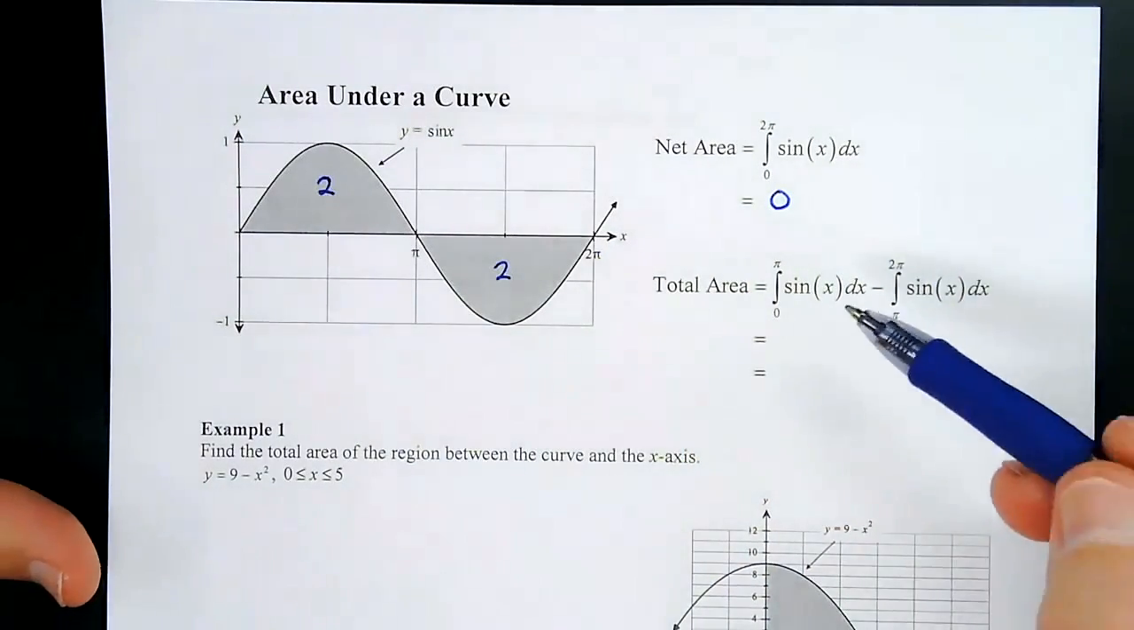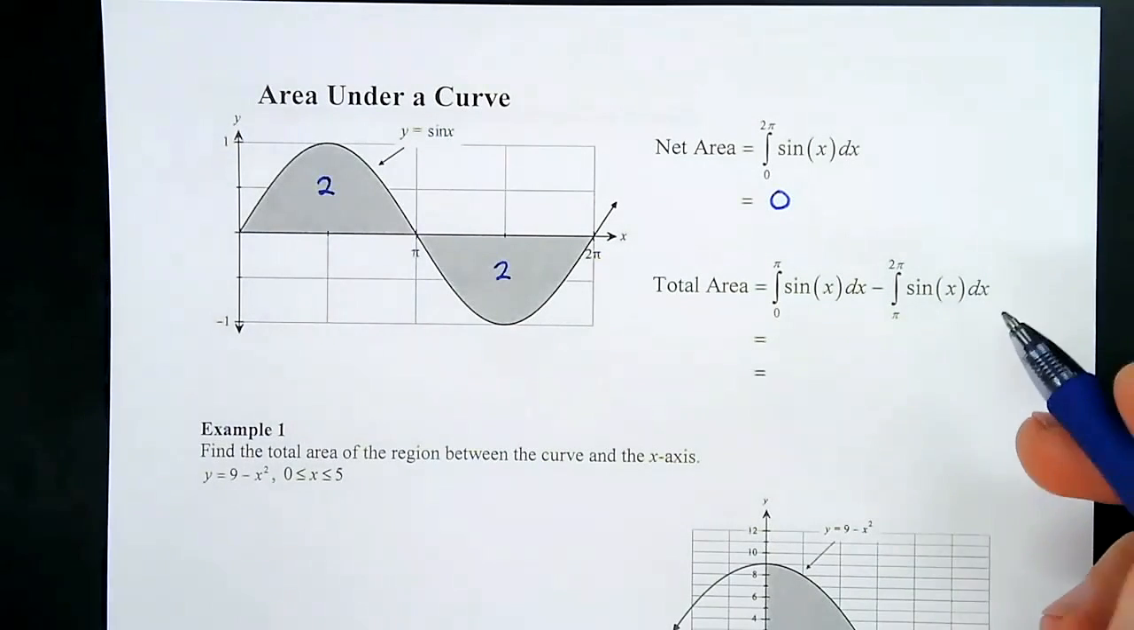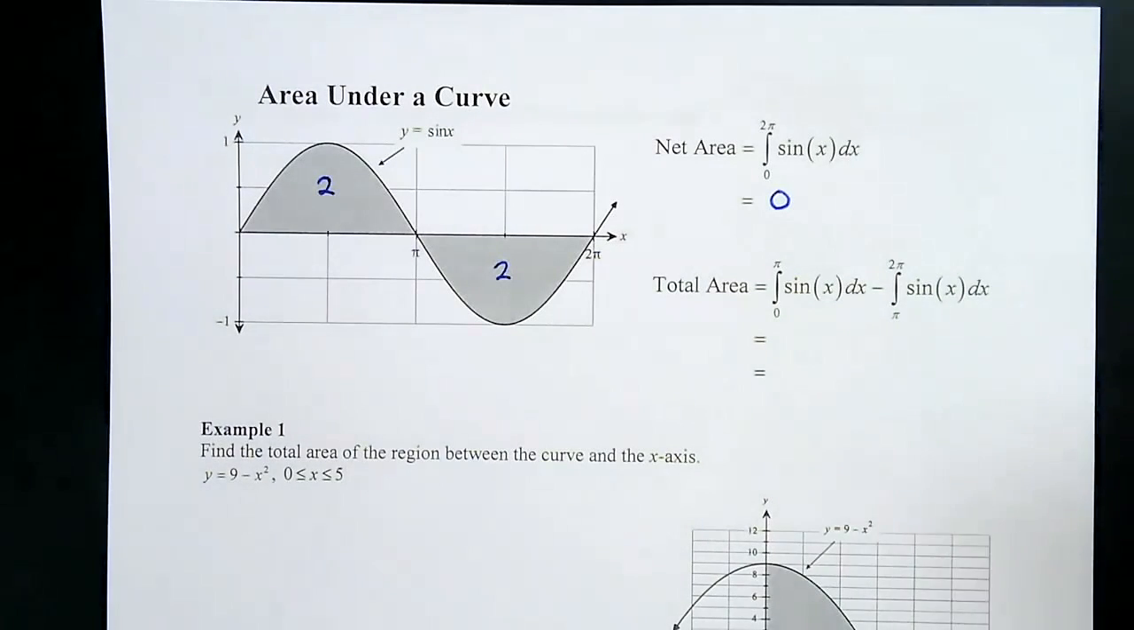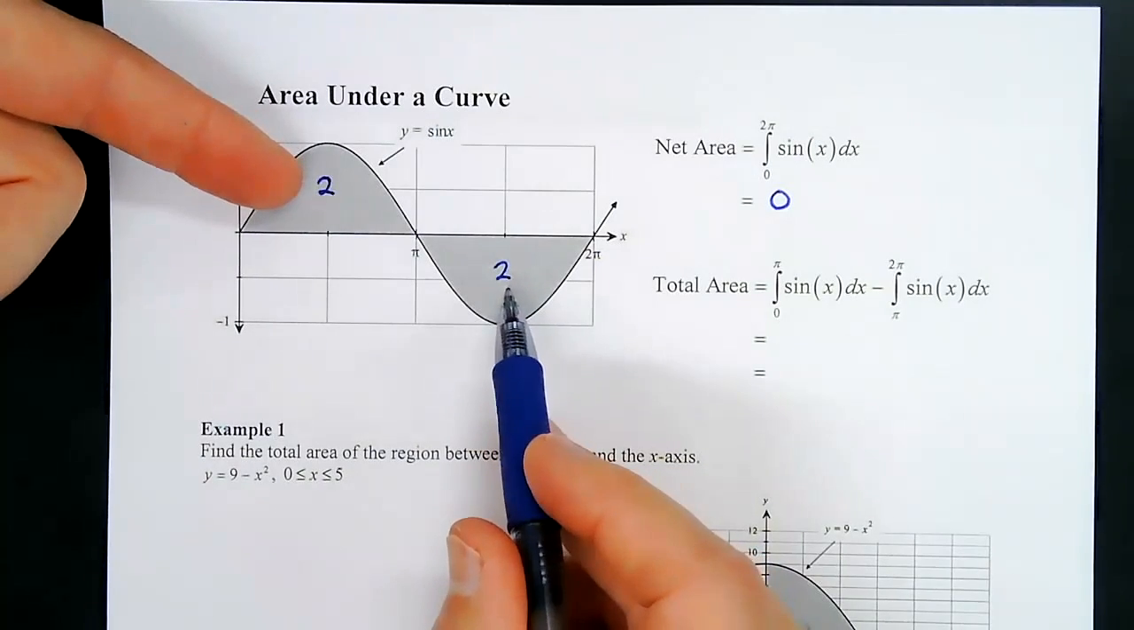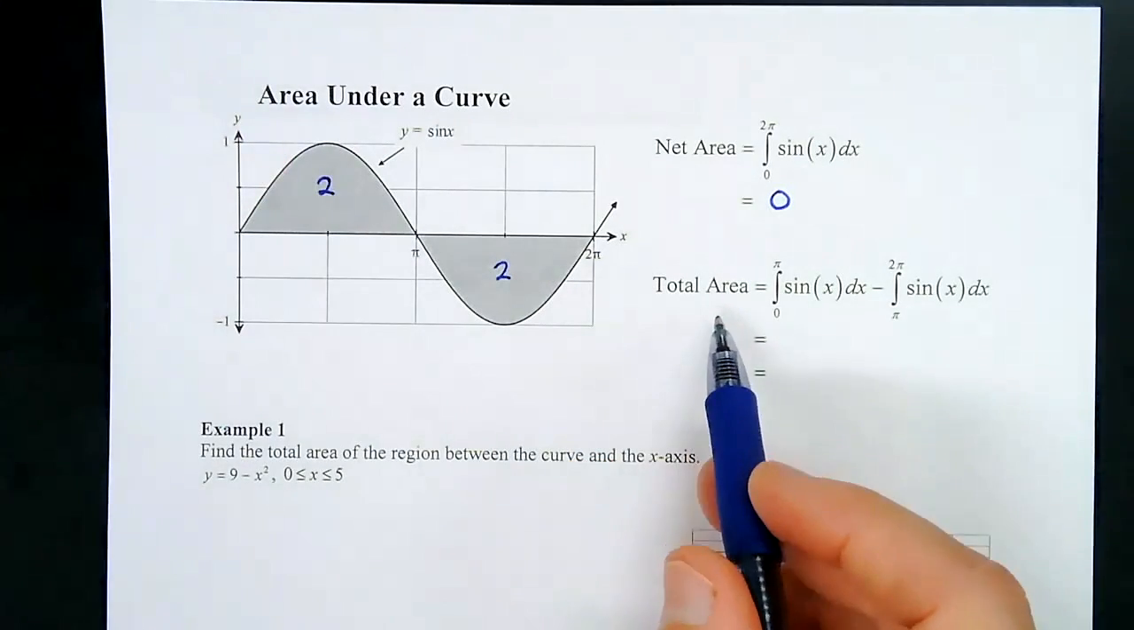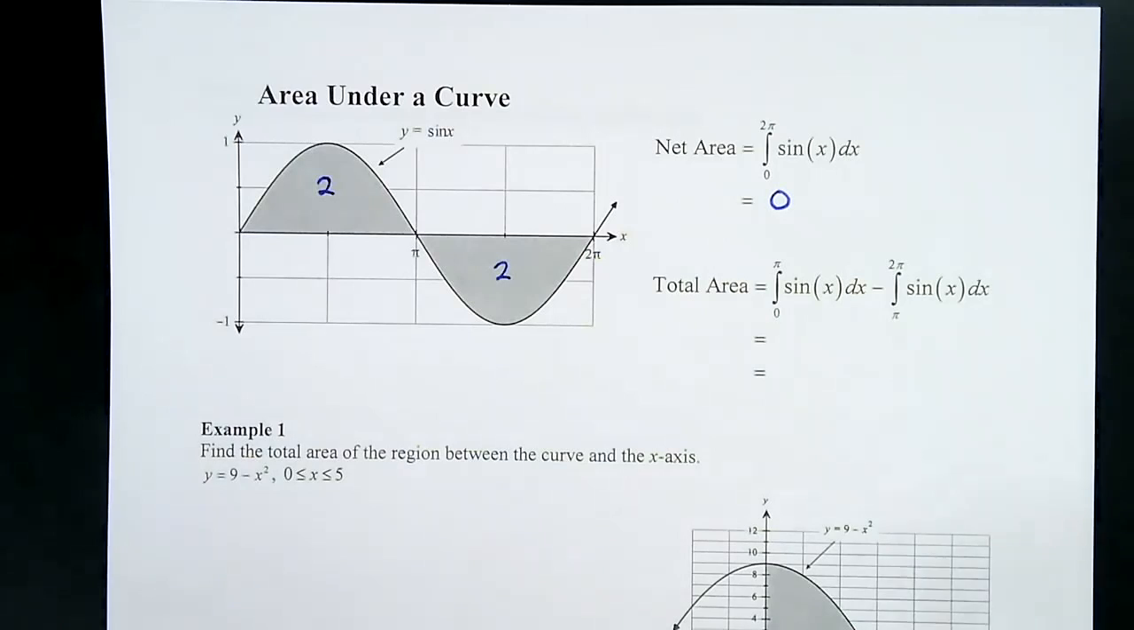Whereas total area, okay, is considered all the areas added up together. So the total area in this case would be 4 because we're going to include both the positive area and the negative area. So when I say total area, that's also just area. So if you hear find the area under the curve, they're actually talking about total area, okay?